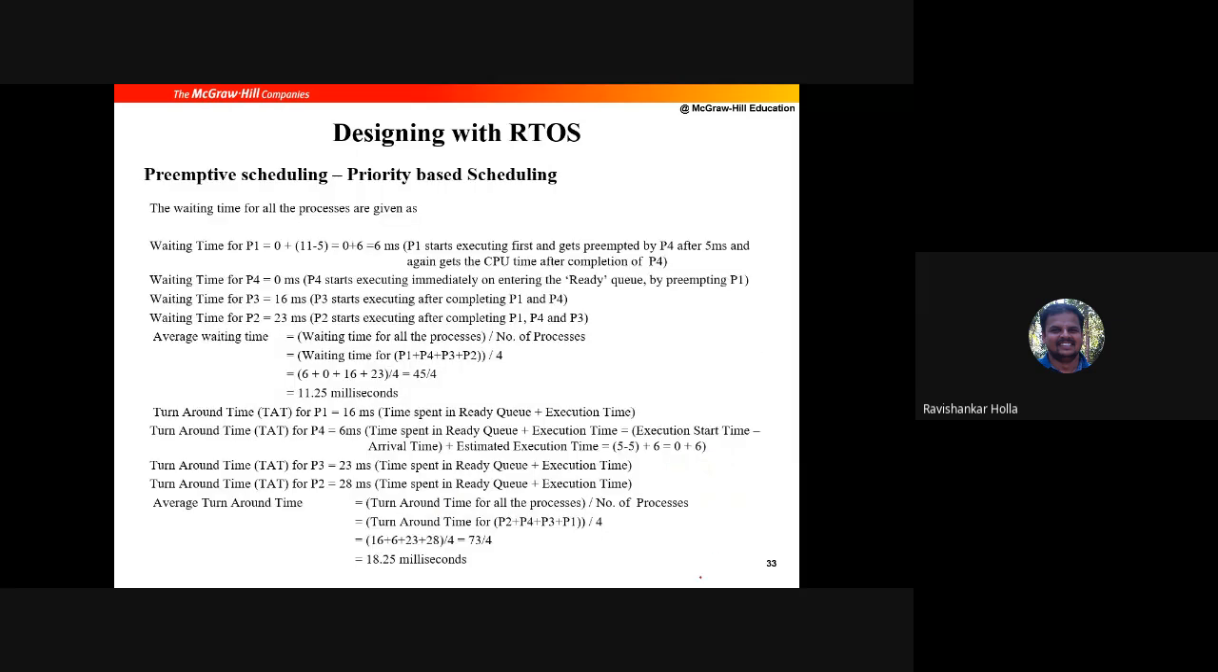So you can see here, the waiting time for P1: initially it will be executed, then it has to wait for 5 milliseconds. Sorry, 6 milliseconds. So total it will be 6 milliseconds. P4 is 0 because it will come and it will finish. P3 is 16 and P2 is 23. It is pretty simple. So it is (6 + 16 + 23) / 4.